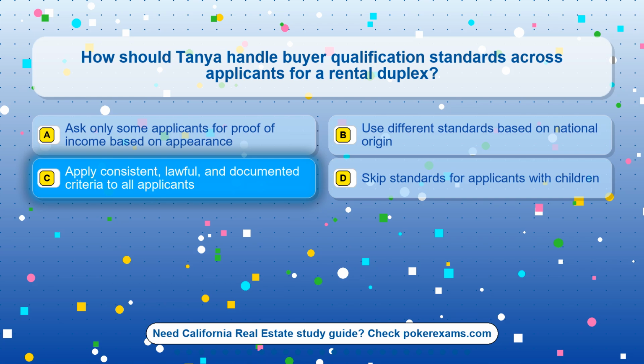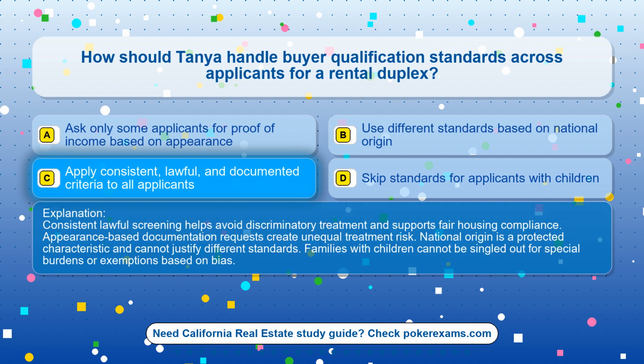The correct answer is option C. Apply consistent, lawful, and documented criteria to all applicants. Consistent lawful screening helps avoid discriminatory treatment and supports fair housing compliance. Appearance-based documentation requests create unequal treatment risk. National origin is a protected characteristic and cannot justify different standards. Families with children cannot be singled out for special burdens or exemptions based on bias.